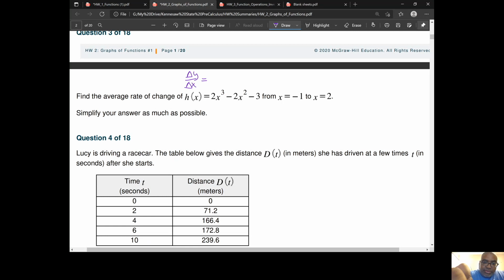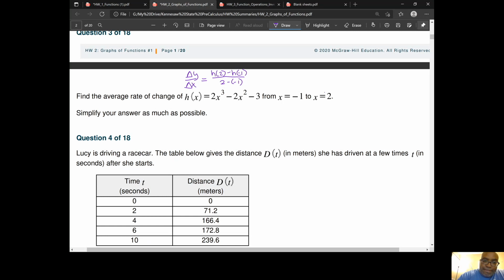But that would be h of 2 minus h of -1, over 2 minus -1. Because these are my x values, and x is changing from -1 to 2. All right, so we have to find out h of 2 and h of -1, and plug them into there as well.